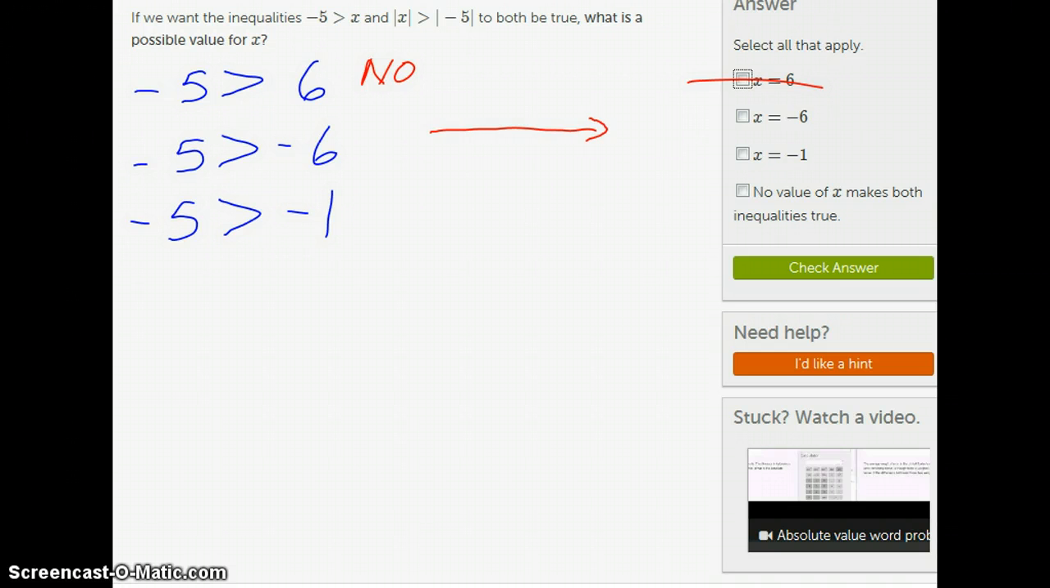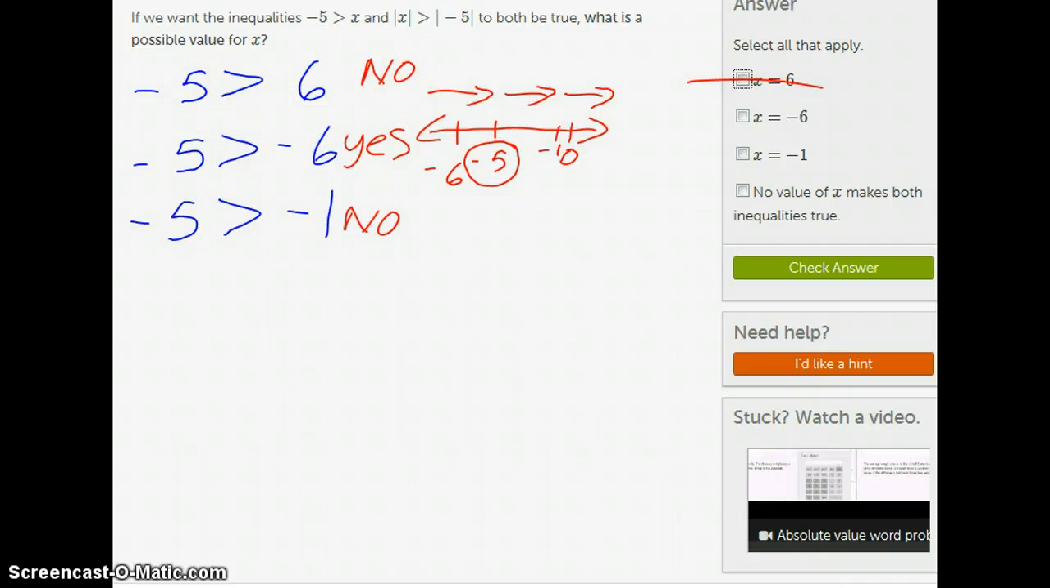Think of it this way. If this is 0, this is a negative 5, this is a negative 6. Anything on that side to the right on a number line is greater. So that means that our negative 5 is greater than a negative 6. So this is a yes. On the next problem, a negative 5, is that greater than a negative 1? If we had a negative 1 there, negative 1 is greater. So this is a no.